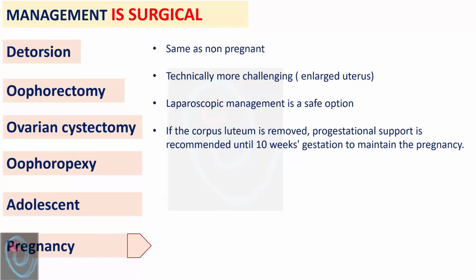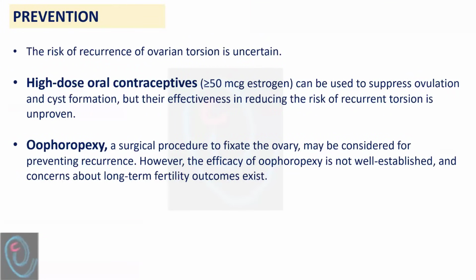And finally, regarding prevention, the risk of recurrence of ovarian torsion is uncertain. High-dose oral contraceptive can be used to suppress ovulation and cyst formation. However, their effectiveness in reducing the risk of recurrent torsion is unproven. Another preventive measure is oophoropexy.